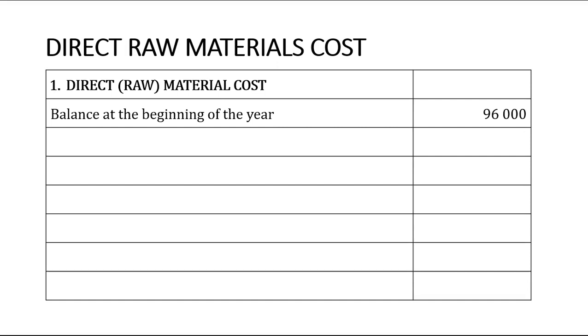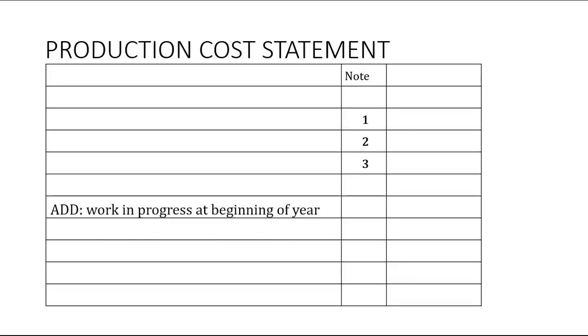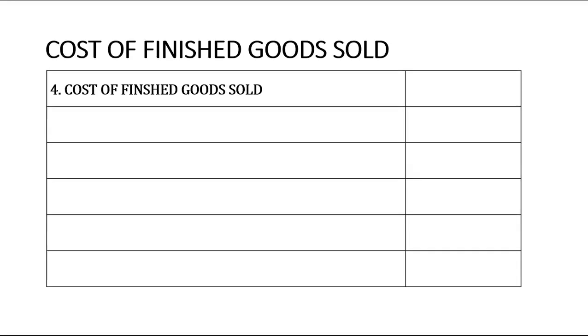Work in progress will be found in your production cost statement. That is balance at the beginning of the year, you add it. Finished goods balance, which was 25,000, you'll find it in the cost of finished goods and you will write it there as opening balance.